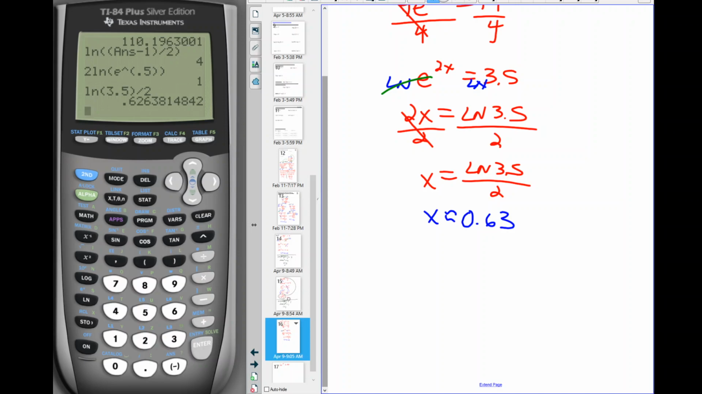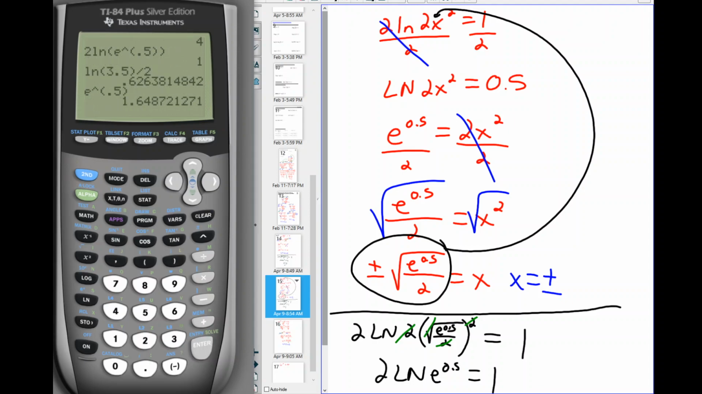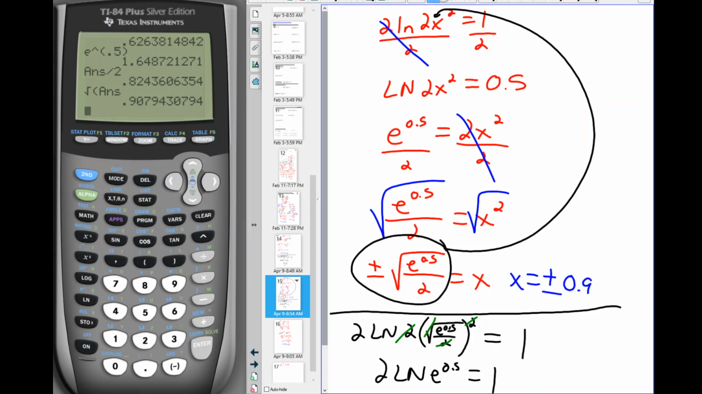On the last one that I forgot to round, I should have rounded. I know it was plus or minus. Let's see if we can do this. Let's start off with the e to the 0.5. Hit equals. Divide that by 2. Hit equals. And then take the square root of the answer. And that gives me around 0.91. Plus or minus 0.91.